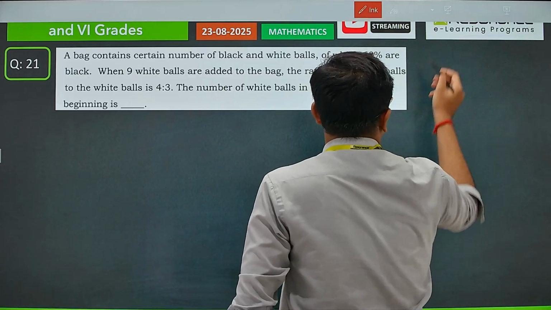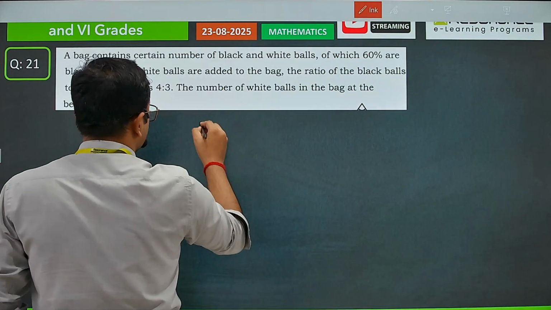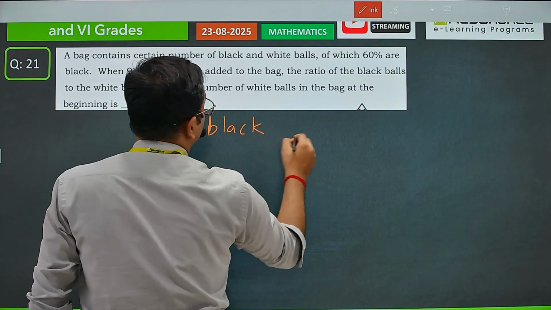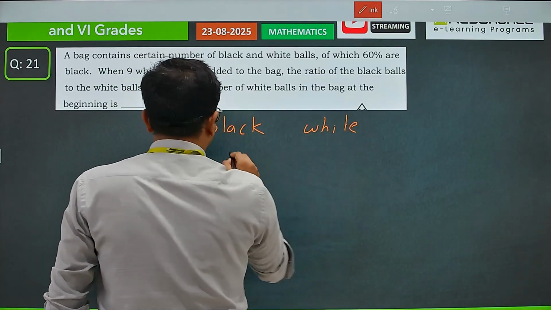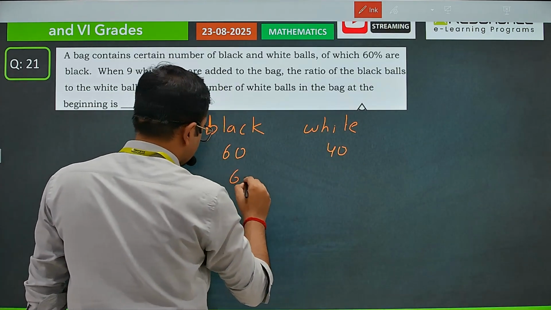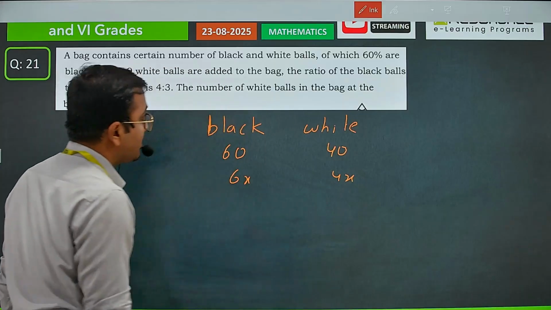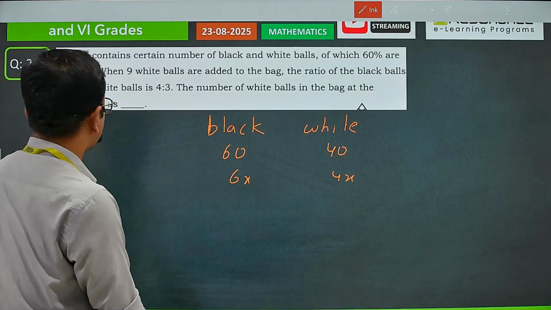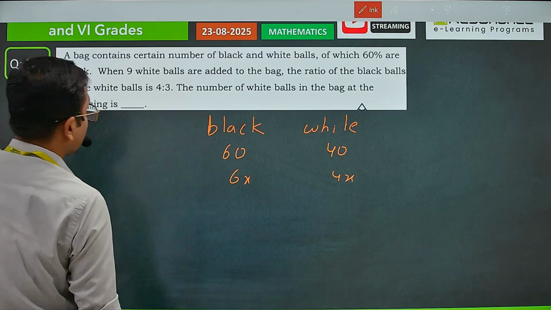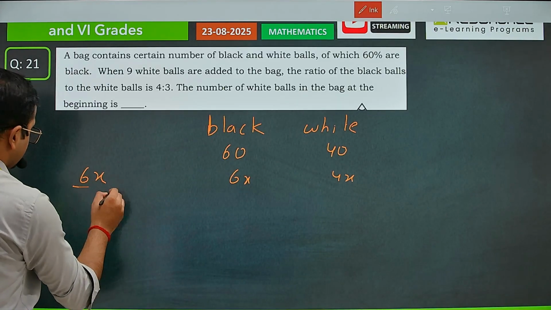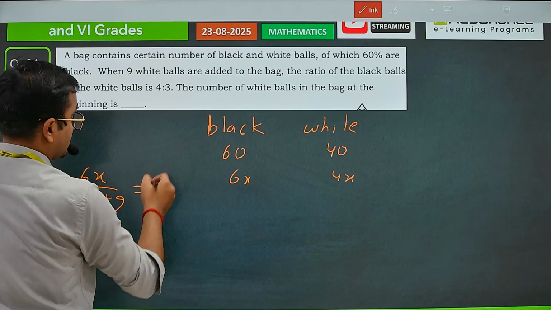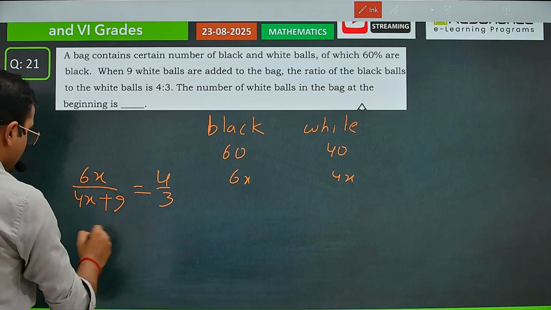Let's make it much more simple. We'll take it as black, we'll take it as white, 60 and 40. Let's take it as 6x and 4x itself in the beginning. We will not change the ratio anymore. White balls are added. So therefore 6x by 4x plus 9 changes the ratio of black to white to this is 3. Okay, this is much better.